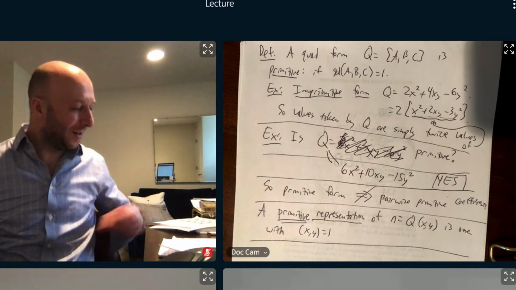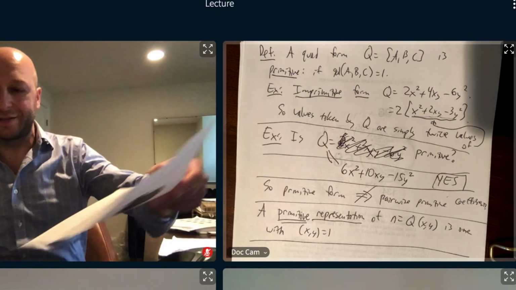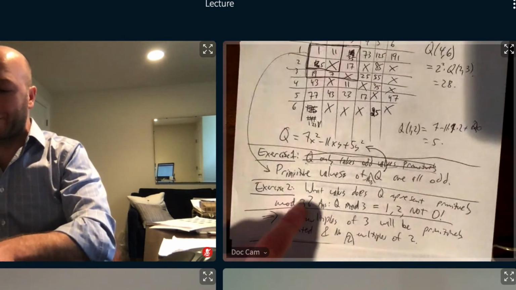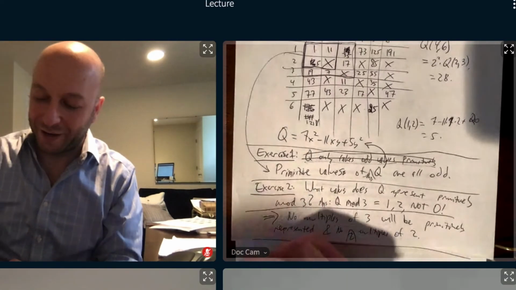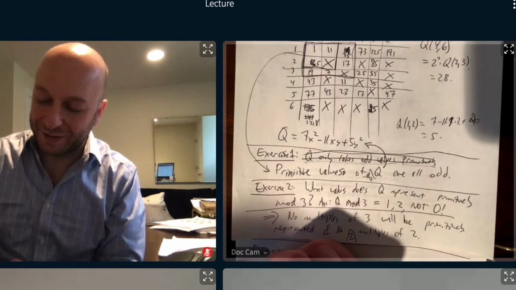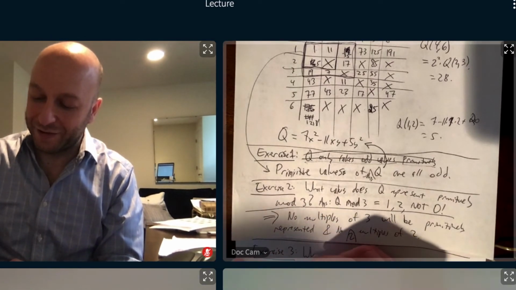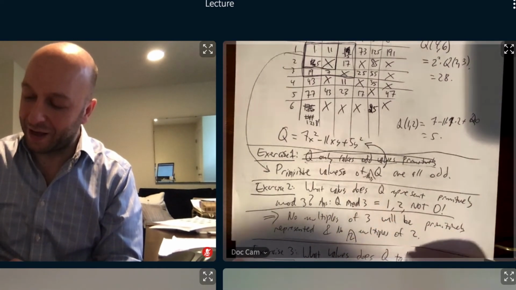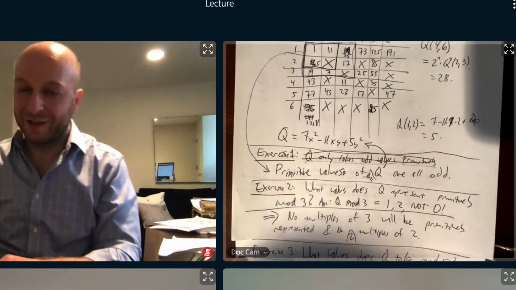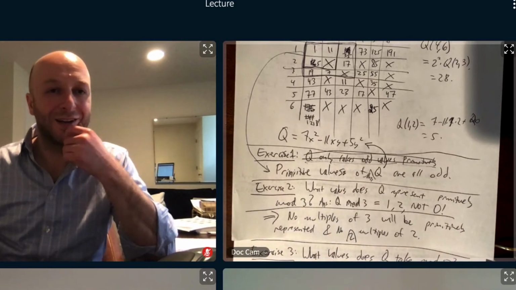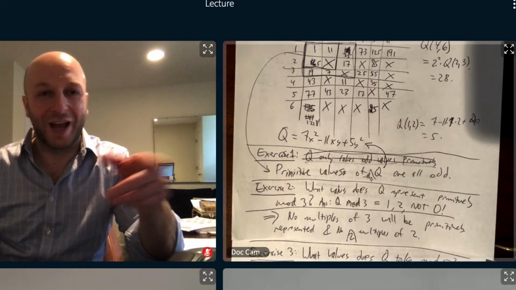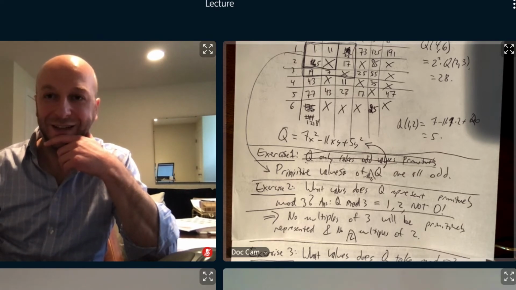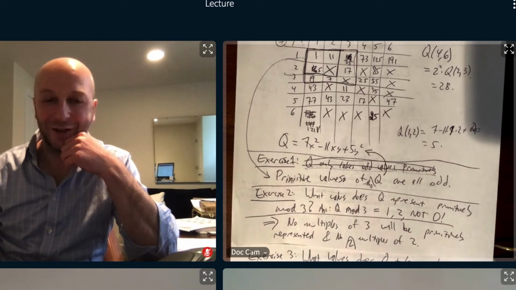All right. Let me put my table back for a second. As long as we looked at the values mod 3 and mod 2, what about mod 5? Exercise 3. What values does Q take mod 5? And can you raise your hand in your profile picture? Can you raise your hand if you know exactly what you're supposed to do now, given this table, to work out what the values mod 5 are?